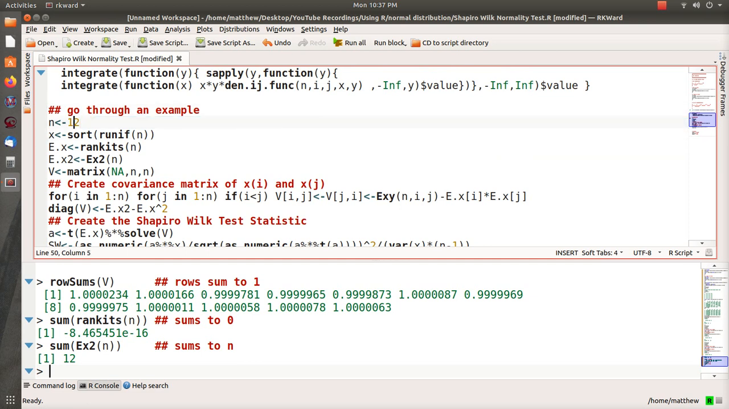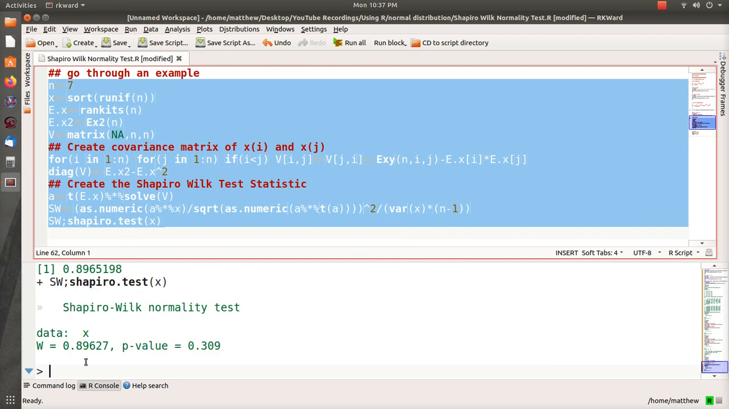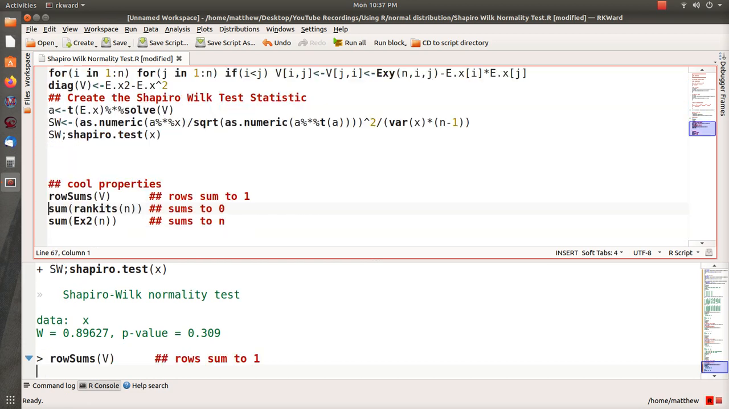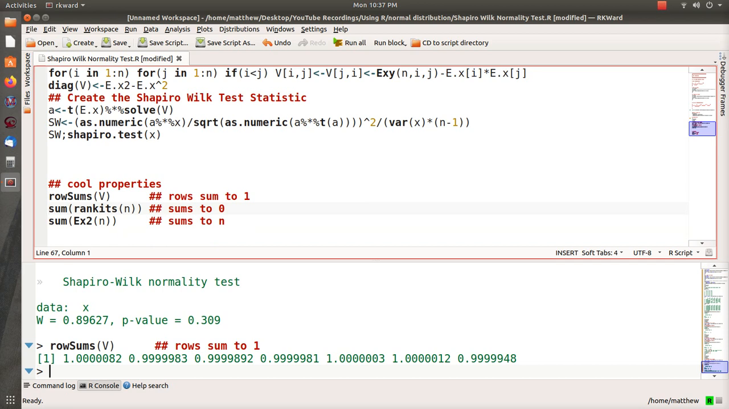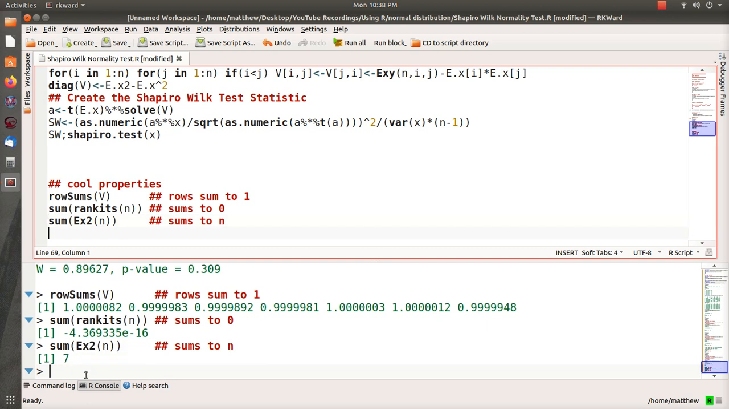Let's go through these properties just one more time. That's kind of cool. So let's say a sample size of 7. I think we did 6 already. First let's look at the Shapiro-Wilk test. It's 0.896, 0.896. It's really close. Then let's look at these properties again. The rows should sum to 1, and they're really close. The rankits should sum to 0, and again, it's really close. And the sum of the second moments should be 7 this time. Yep, and it's exact.